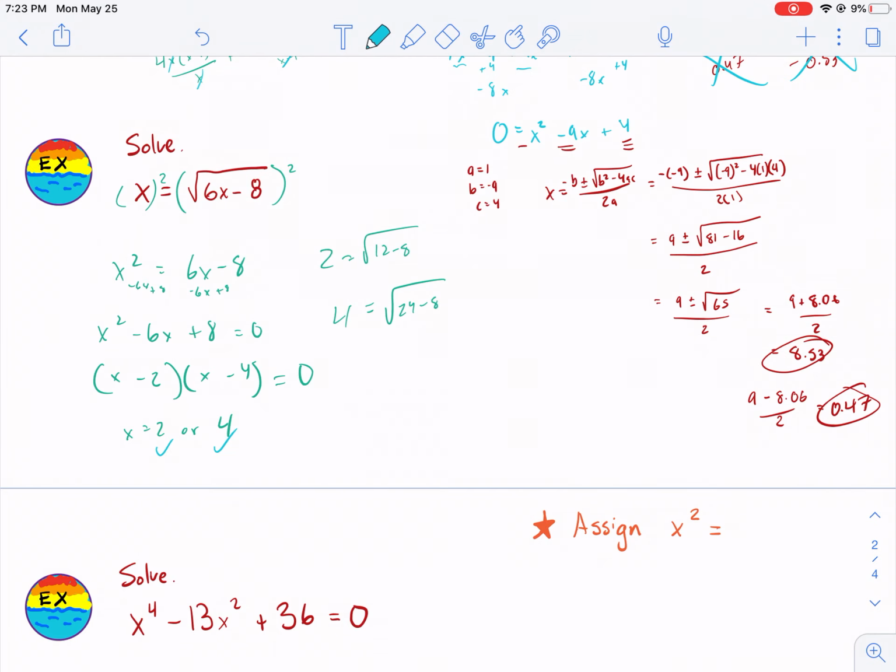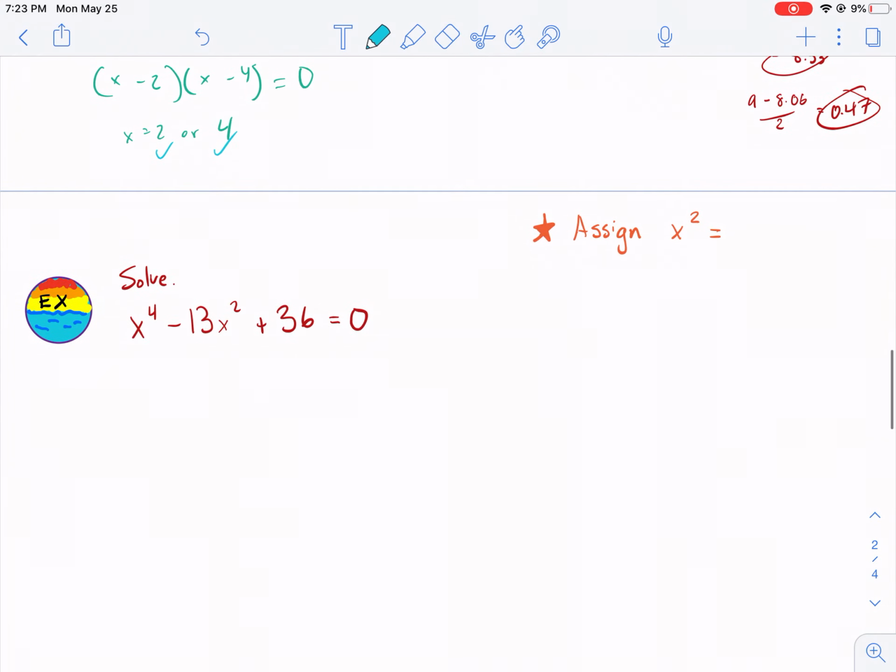We're good to go. Now we're on to the last one. x to the 4th minus 13x squared plus 36 equals 0. Anytime you see a problem with an x to the 4th and an x squared, we can do something called substitution. We can assign x squared to be equal to a, and we're going to rewrite the problem. If a is equal to x squared, then a squared would be equal to x to the 4th. So that's a squared minus 13a plus 36 equals 0.